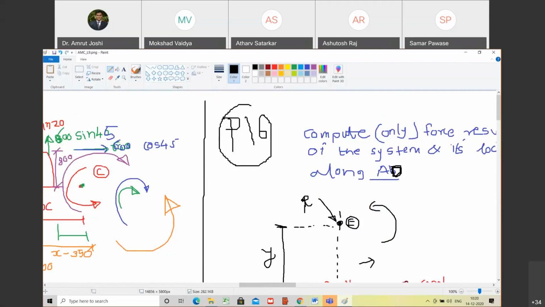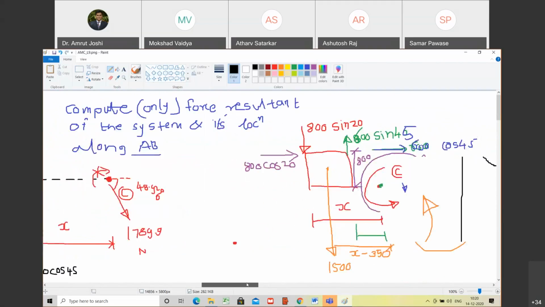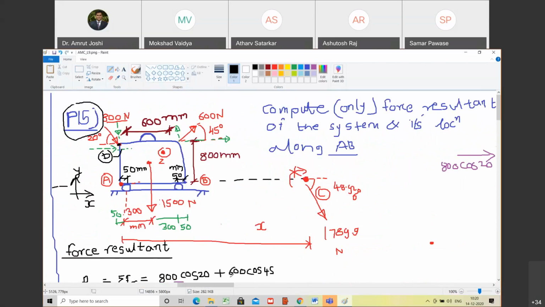One, if I ask you to find out resultant of coplanar force system, coplanar but non-concurrent force system at a point, then it is going to be most probably force as well as movement. Do you agree with me?